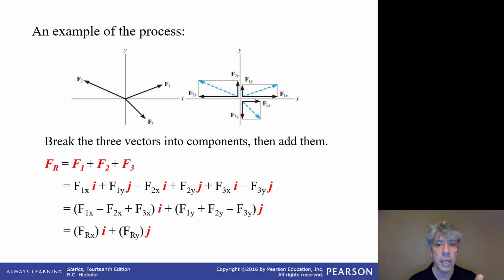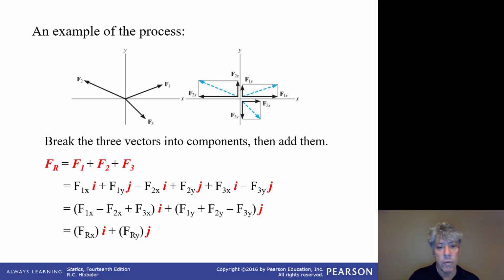F2, on the other hand, being in the second quadrant, has a negative horizontal or a negative i component. So we end up with negative F2x i, but a positive y component, therefore F2y j. The third vector, F3, exists in the fourth quadrant, has a positive x component, F3x, in the i direction, and a negative j component, negative F3y j. And then all we do is collect together all of the x components, so F1x minus F2x plus F3x. Those are all in the i direction, so we can simply add them together. And then F1y plus F2y minus F3y, all in the j direction.